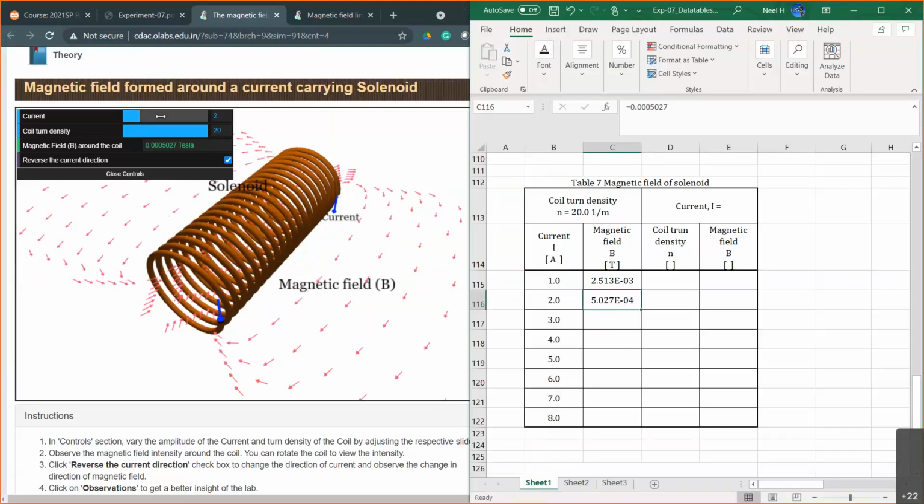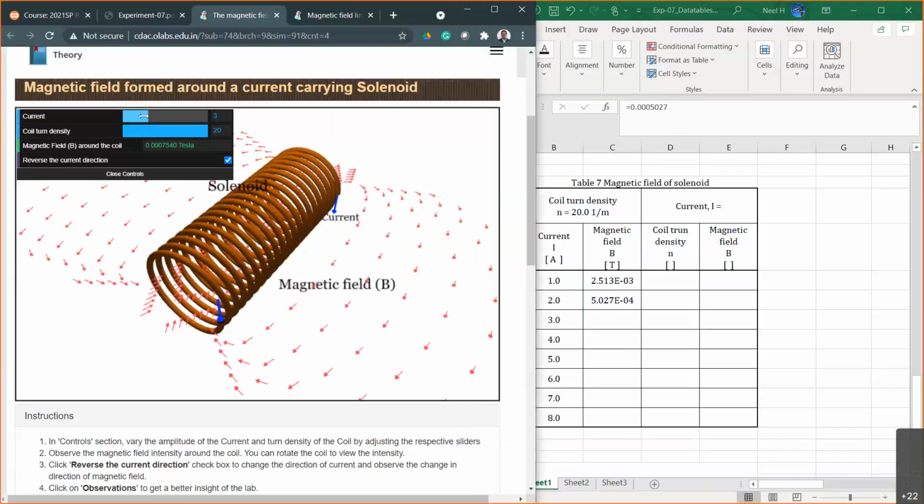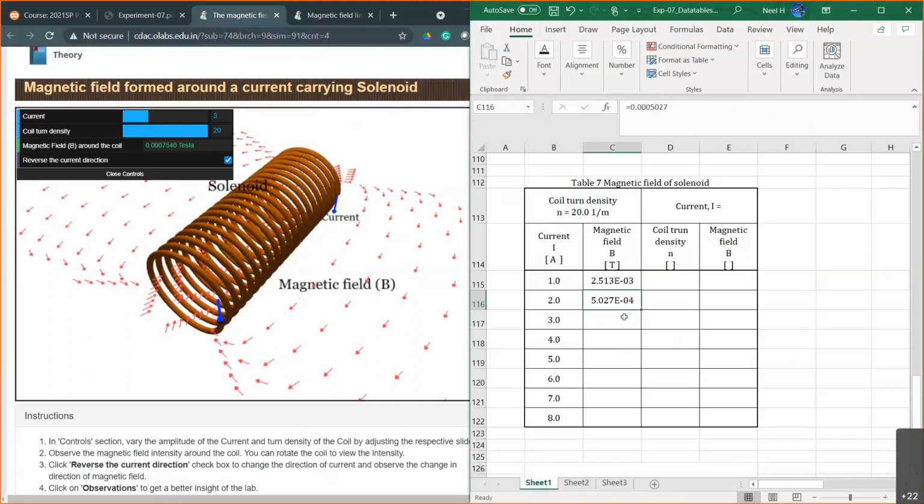And then let's take a look at 3 amps. 307540, 307540, 7540. Yep. Question?